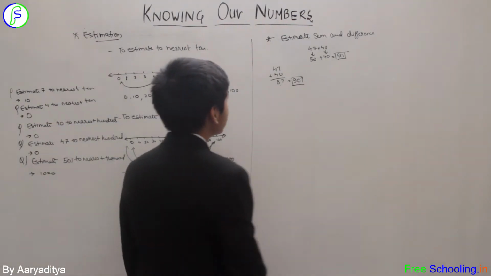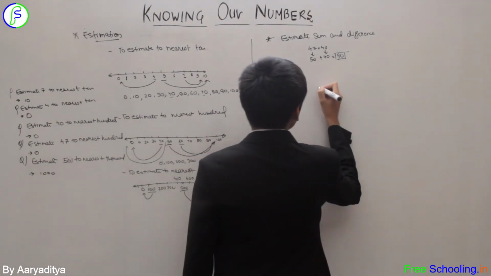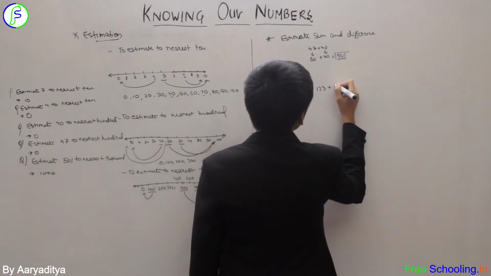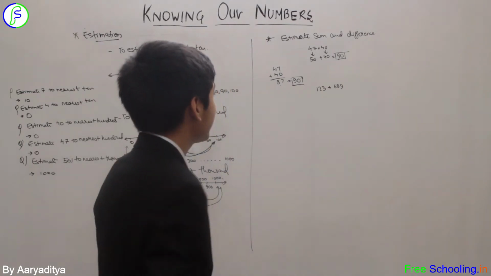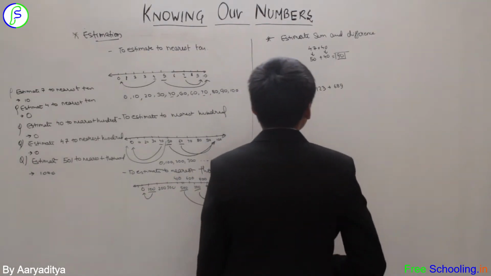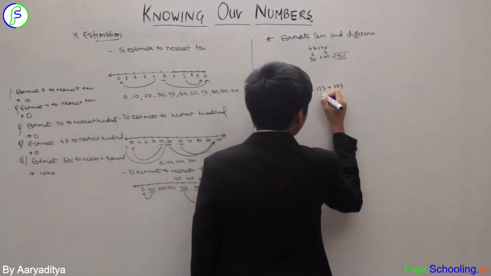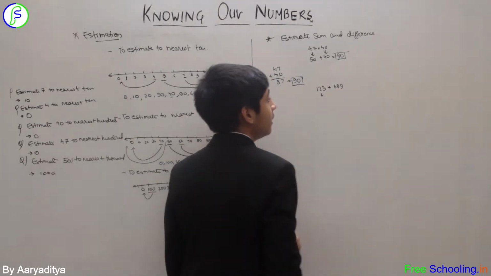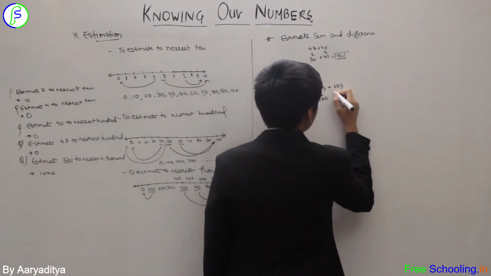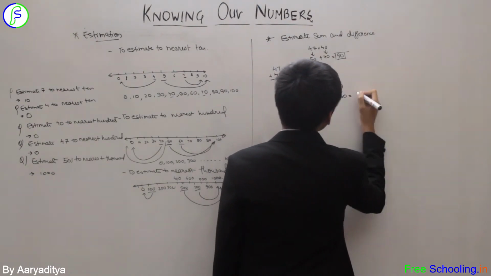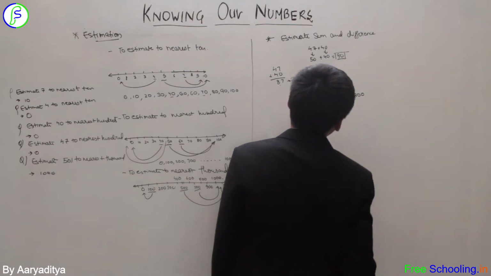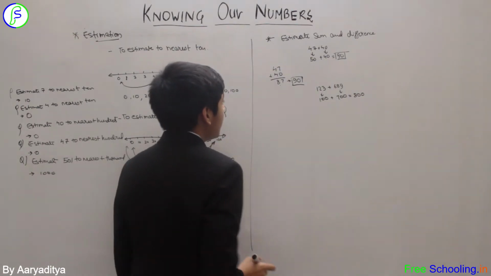Let me give you one more example. Let me give you a bigger one. 123 and 689. I've just taken it at random, not in any pattern. So if 123 is rounded to the nearest 100, what do we get? We get 100. And if 689 is rounded to the nearest 100? We get 700. In total, 7 plus 1, 8, with 2 zeros like that. We get 800. Now, let's verify this one.